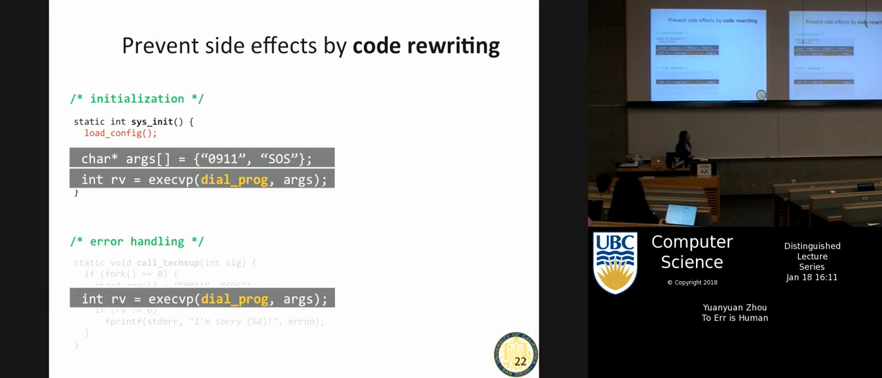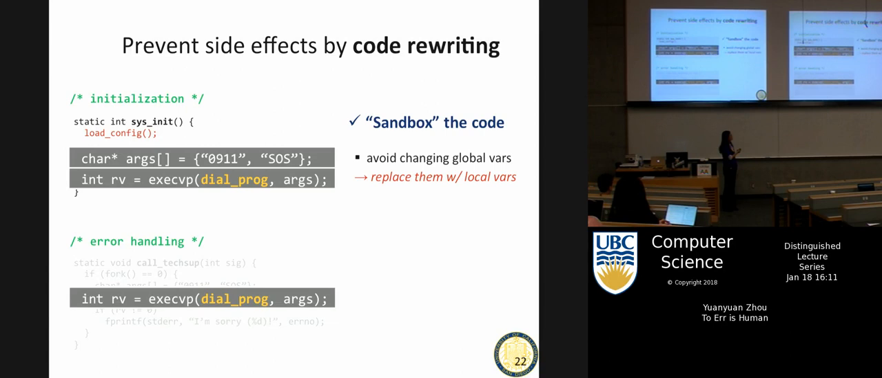This is to prevent the side effects, so we need to do a bit of code rewriting. Sandboxing is a typical standard systems technique. What we basically do is change global variables.